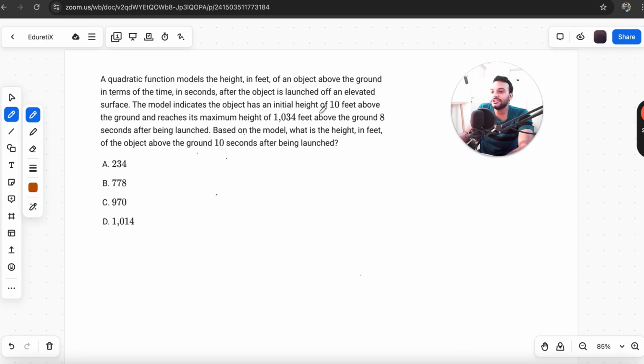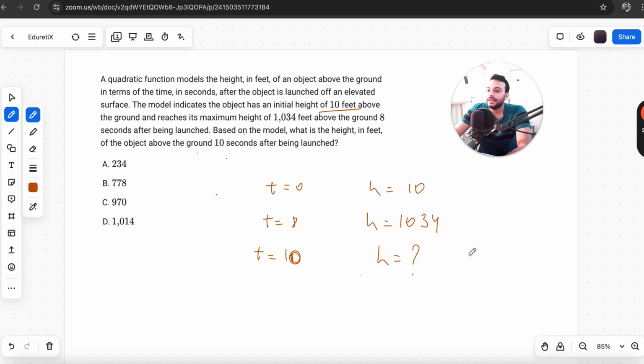So it's saying initially it's at a height of 10 feet above the ground. So at t is equal to 0, the height is already 10 feet. Okay, and at t is equal to 8, it's at the maximum point, which is 1034. At t is equal to 10, they're asking us. Okay, so at t is equal to 10, we don't know the height. As you can see from the given data, the quadratic function is actually going to be one with a parabola opening downwards. So the coefficient of x squared is going to be negative. Okay, a is going to be negative.